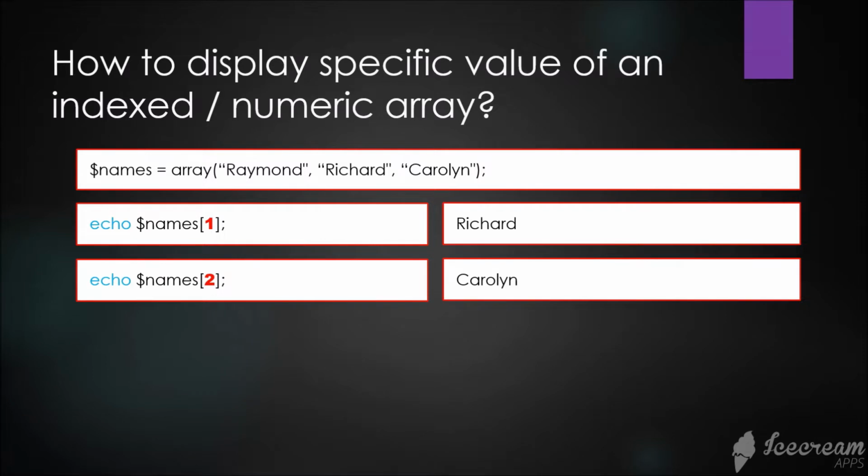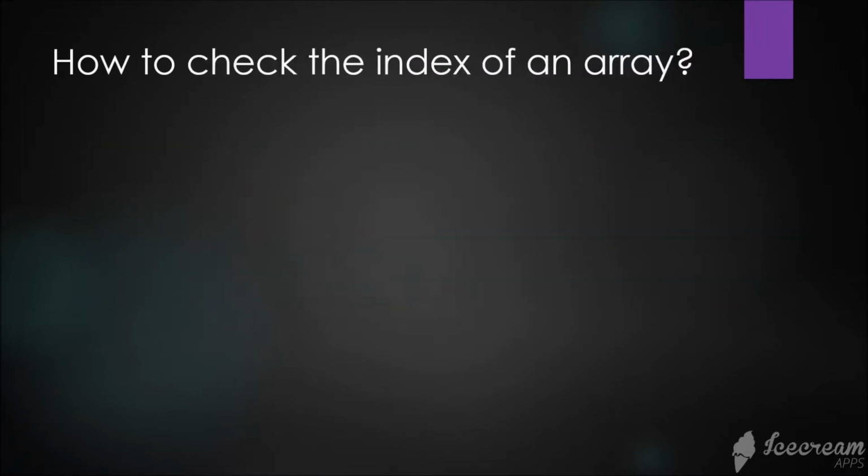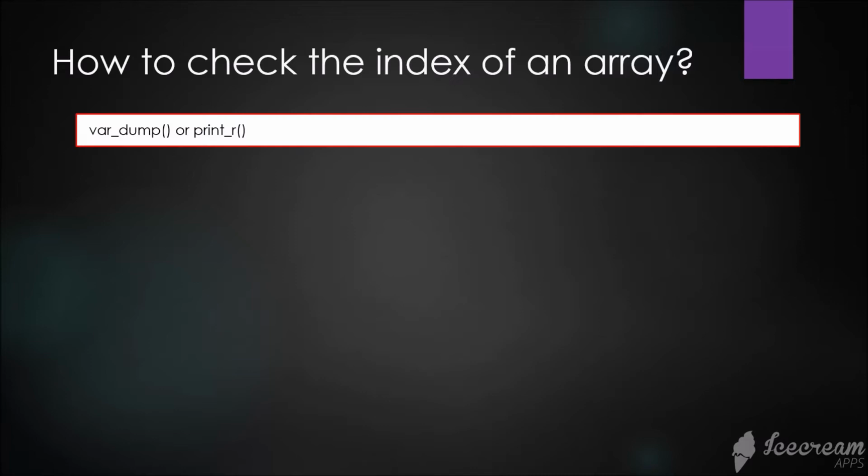So that's the next topic that we're going to talk about, which is how to check the index of an array. Okay? So in PHP, there are built-in functions. There are two built-in functions. We have var_dump and print_r. Okay? So these built-in functions are used to check the variables, what their contents are.